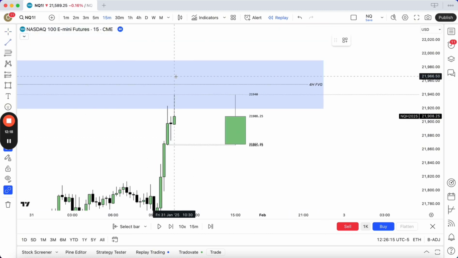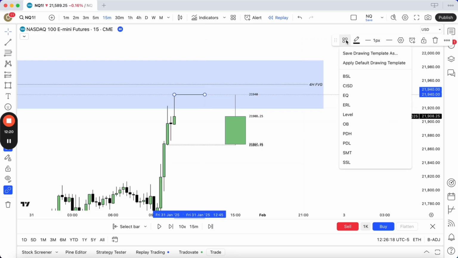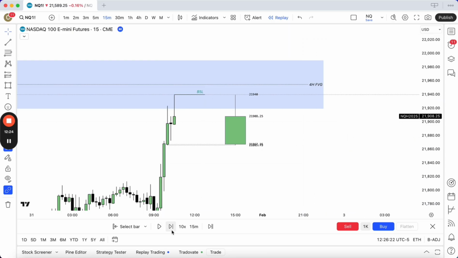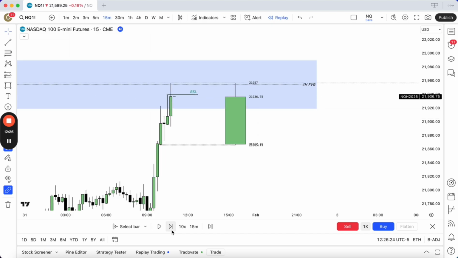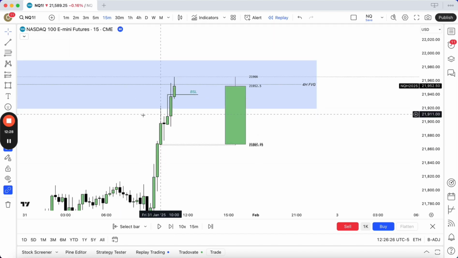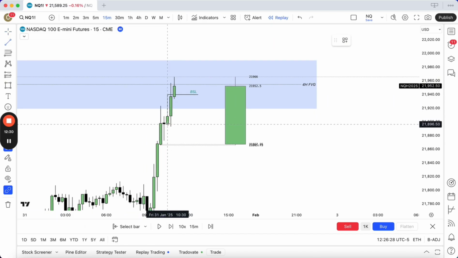Okay, so the first thing I'm going to do is mark out this high. I'm going to mark out the side. This is buy side liquidity. Let's see what happens. Price goes ahead and takes buy side liquidity. So at this point, this is the change in state of delivery level.